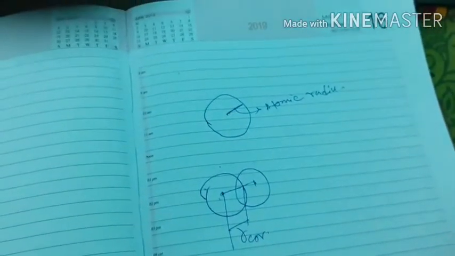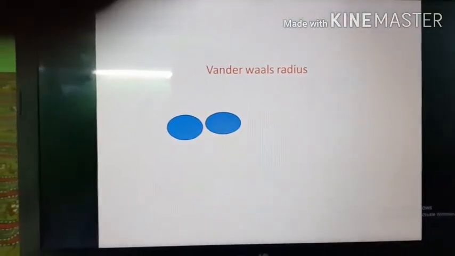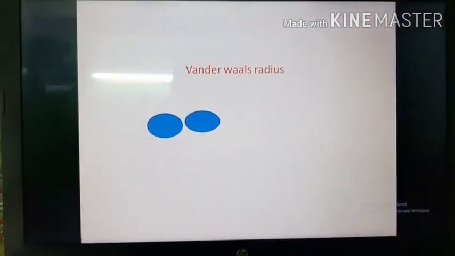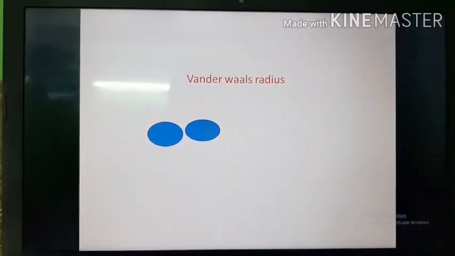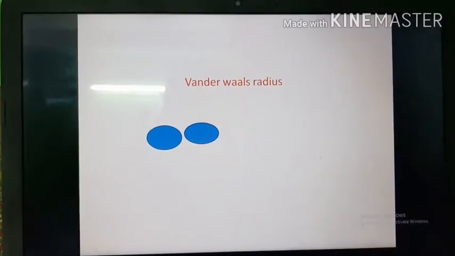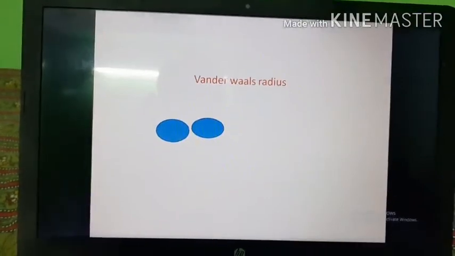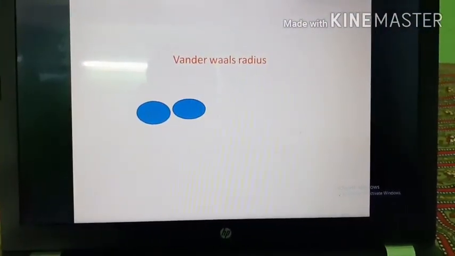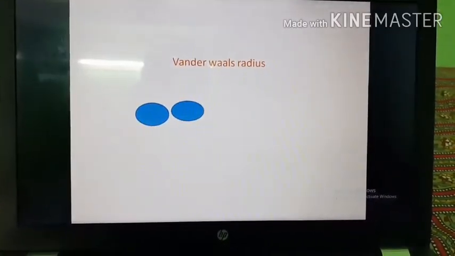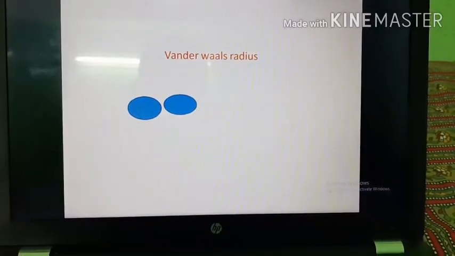Now after covalent radius, another type of radius you have to know is known as the van der Waals radius. What is this? Some atoms may not form a bond, or when a molecule is formed, two molecules can come close to each other, the adjacent atoms of the molecules may come close to each other, but they will not form any type of bond. So this is the radius, or half of the internuclear distance, when two atoms remain close to each other.